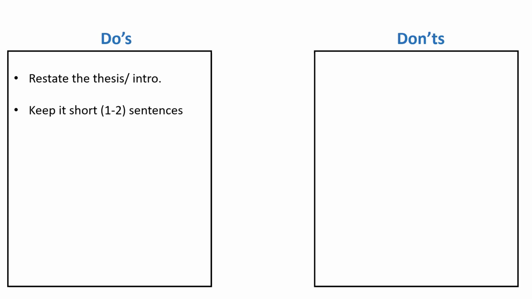Your conclusion has to be short and to the point. It's 1 to 2 sentences, not longer. And of course, you have to keep it simple and to the point. Don't try to complicate things. Try to be clear and, as I told you, mention what you have stated before in the introduction or through the whole essay.